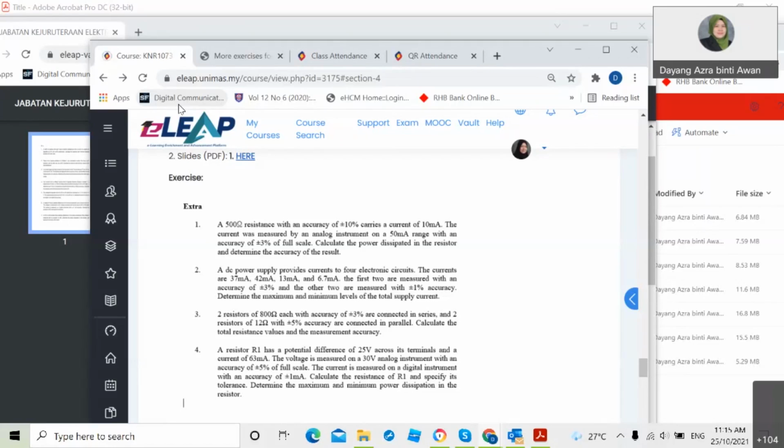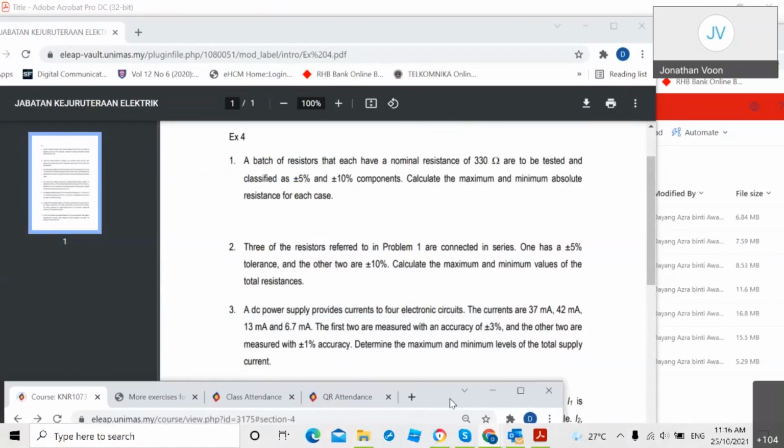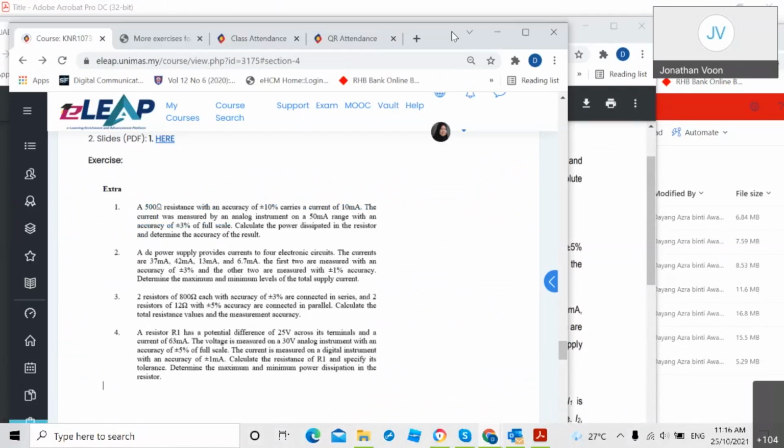Let's hear from those who have done it. Yeah, madam. But question 3 and 4, I don't know how to do. Question 3 and 4 not done yet? So what is your answer for question number 1? My question 1 answer is 0.05 plus minus 40%. Yes, madam, same. So you are confused with number 3 and number 4.